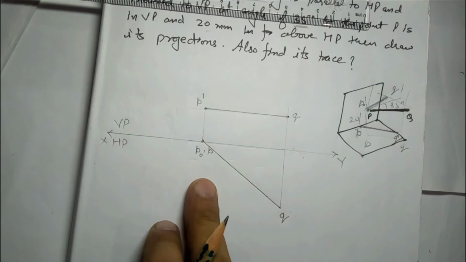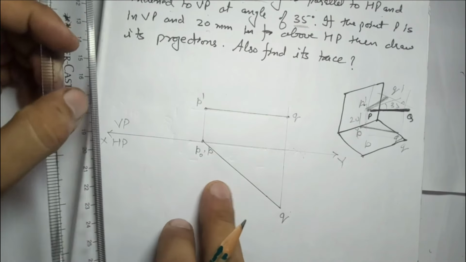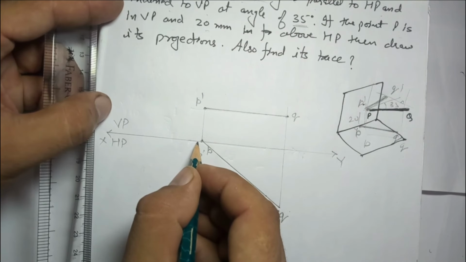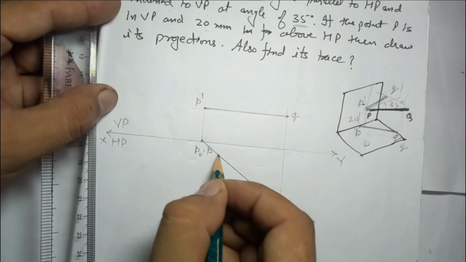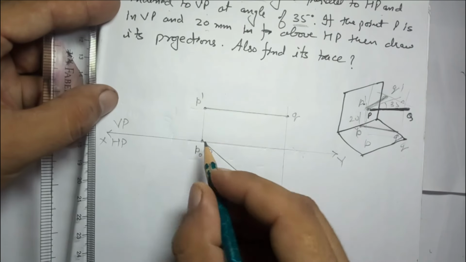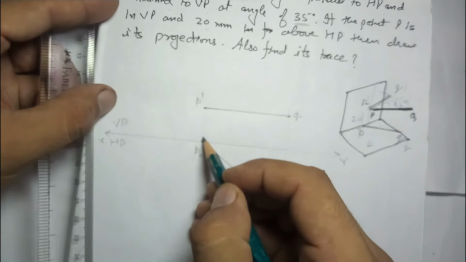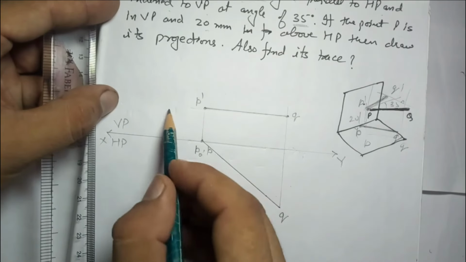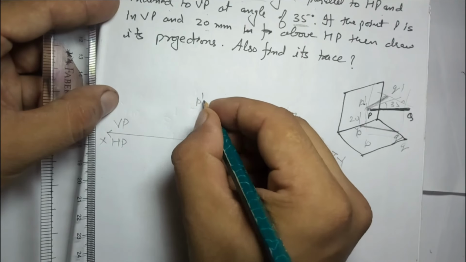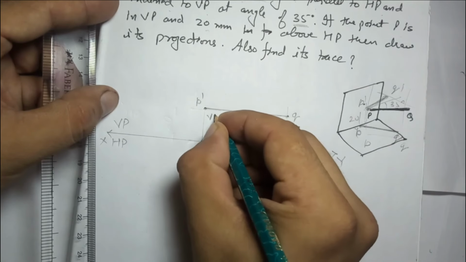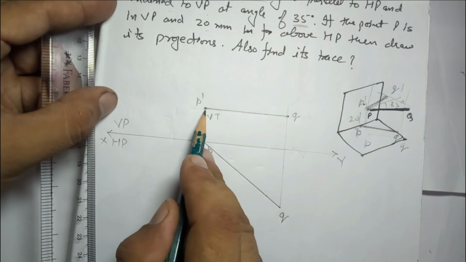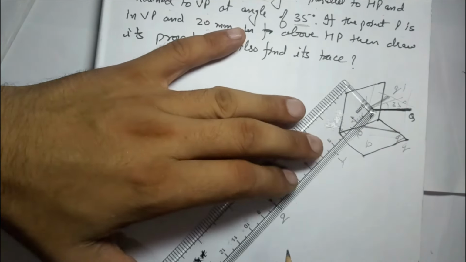I'll do the dimensioning later on. First of all, I'll draw the traces. Now in this question, what is the trace? We have to extend the line. As we know, in trace we have to extend the inclined line to XY. So it is already on XY. After that, draw a perpendicular, and this is the horizontal line. It is again intersecting the same point, P dash, which is the point VT. So P dash and VT coincide here. Now we'll do the dimensioning.